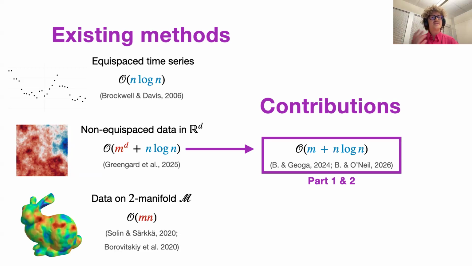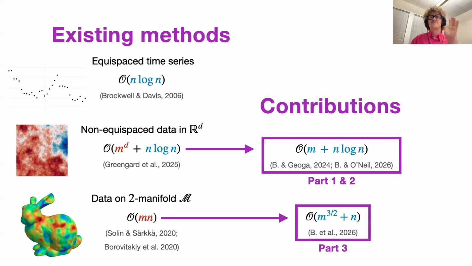And then another setting that's seen a lot of recent work is the setting of a two-manifold. So you have data on some surface, like in the engineering application that I mentioned earlier. And in this case, the general computational costs are m times n, where m is, again, the number of basis functions, or the number of columns of my transform matrix, and n is the number of observations. So in the third part of this talk, we'll think about how to move this using a fast transform to m to the 3 halves plus n cost, which can be a drastic reduction depending on how many basis functions you need, right?